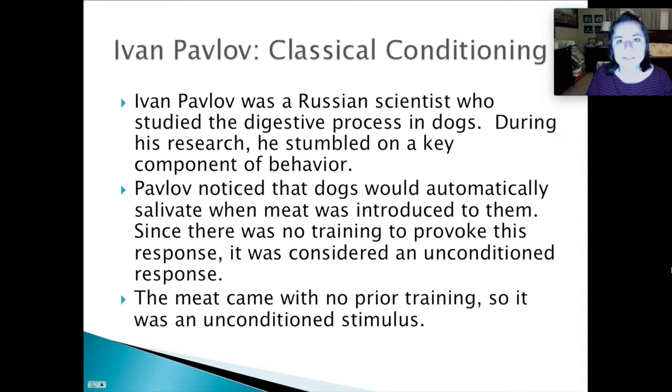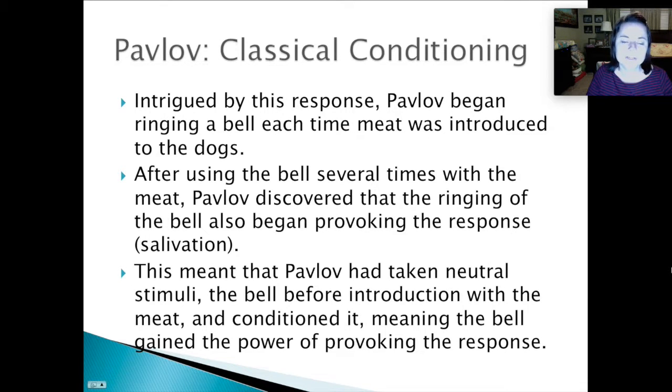Since there was no training to provoke that response from them, he considered it to be an unconditioned response, therefore no training. The meat also had no prior training, so it was an unconditioned stimulus. Pavlov was very intrigued by this, and he began ringing a bell each time he introduced the meat to the dogs. What he found was the ringing of the bell started provoking the salivation just like the meat had done. That's why he called this a conditioned response and conditioned stimulus.